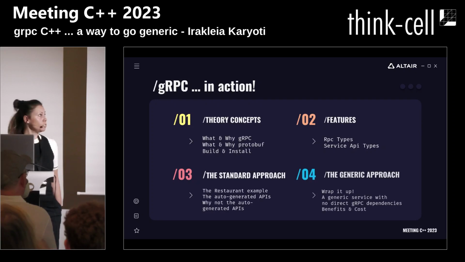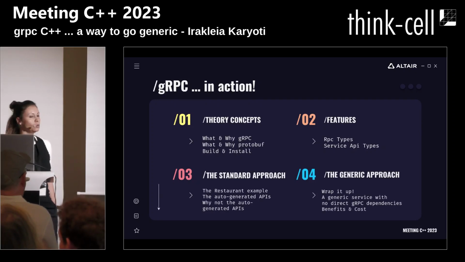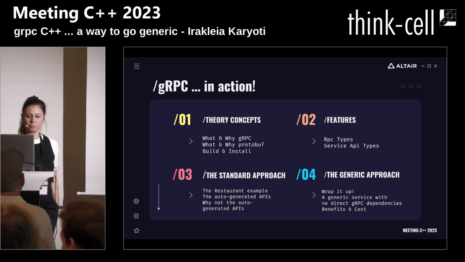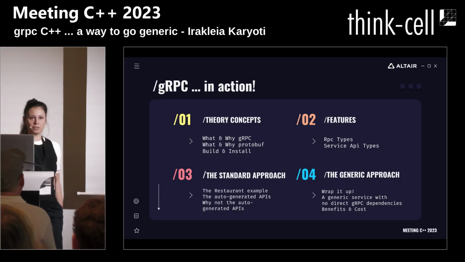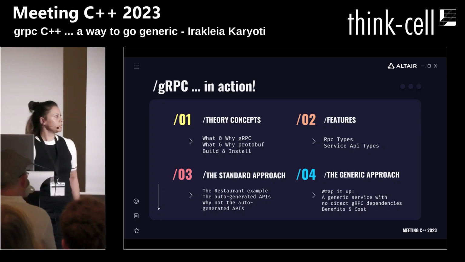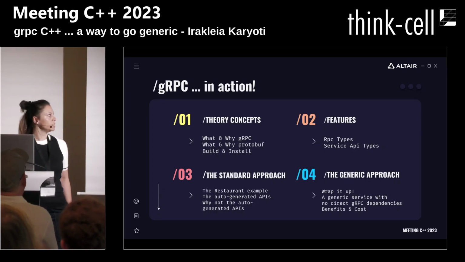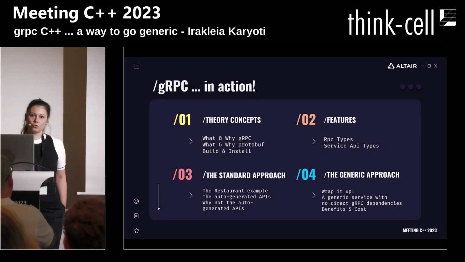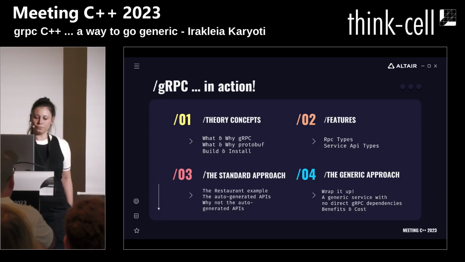So what we're going to go through, we are going to go through some theory first, basics. What is gRPC, why use it, the protobuf serialization mechanism that is commonly used with gRPC, some info on how to build, install, and use gRPC. Next, we're going to go through the basic features of gRPC, naming RPC types and the service API types it provides. We are going to see the standard approach, the common approach, when you are going to create new services to use with gRPC.